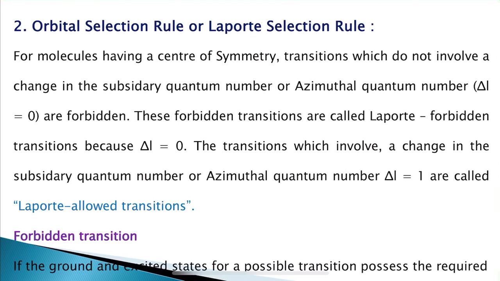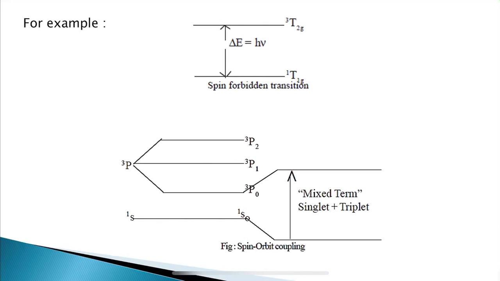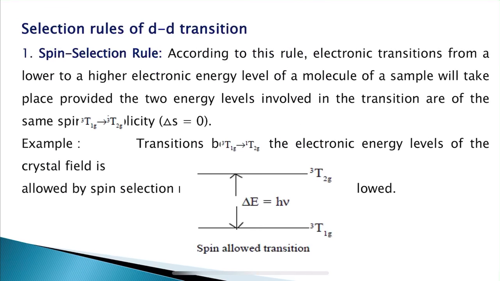So, those are the required characteristics. Suppose the ground state and excited states for a possible transition possess the required characteristics, then the transition is said to be allowed, otherwise it is called forbidden. Okay, understood? Here, we check whether it obeys the spin selection rule.